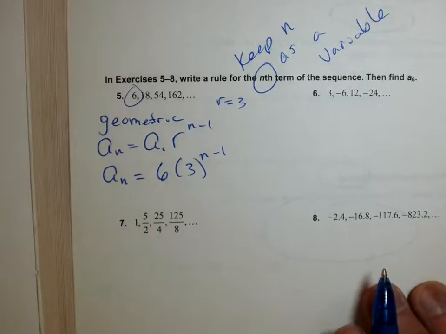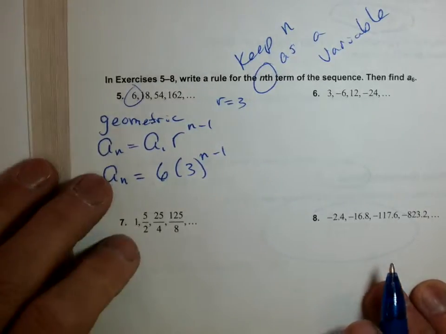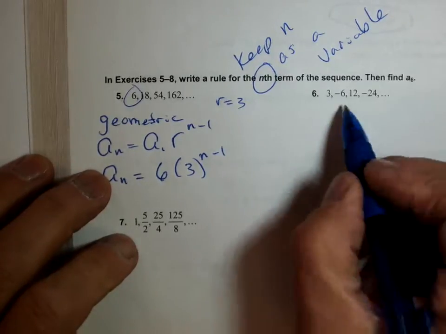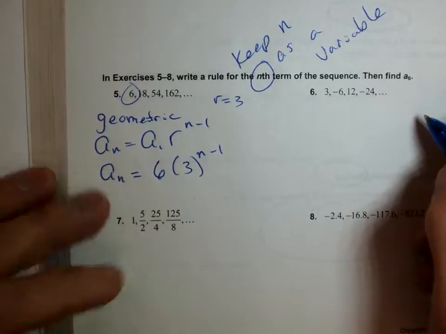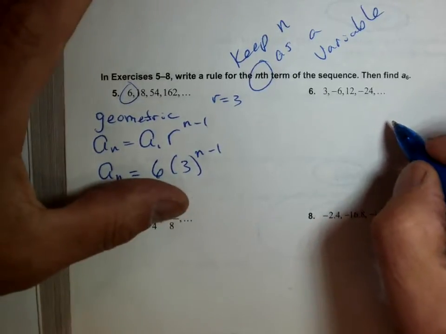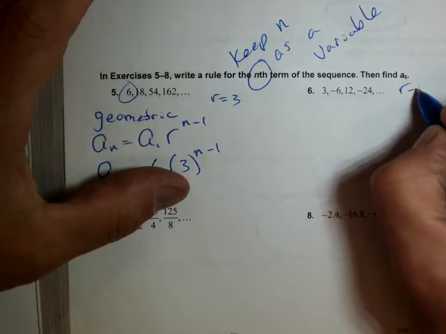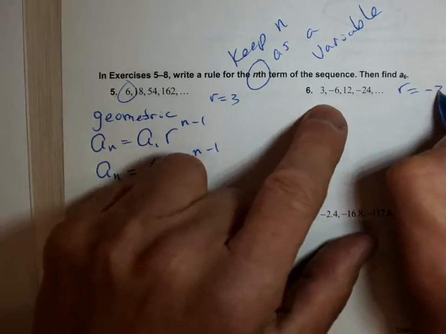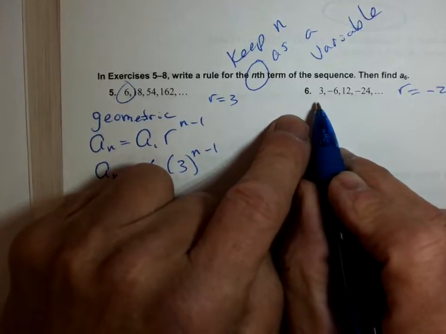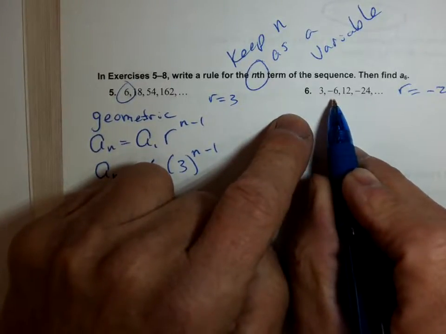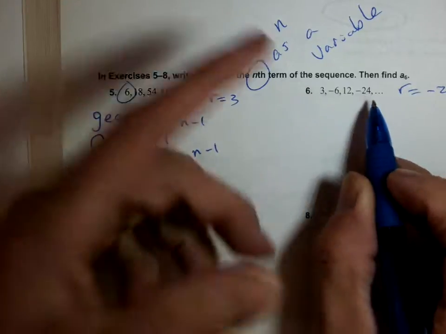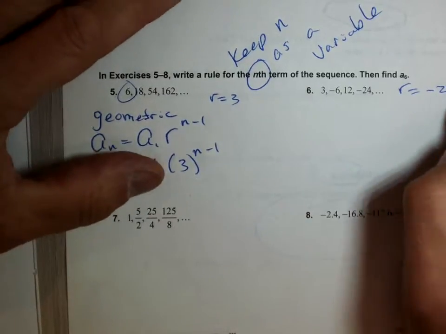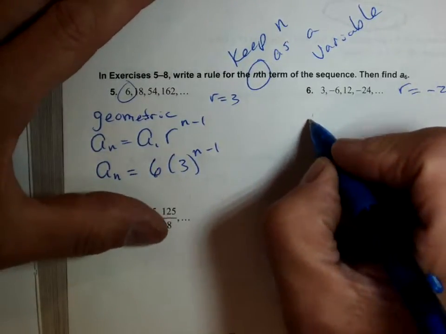All right, let's look at number 6. Okay, so it appears it goes positive, negative, positive, negative. So I think what we're doing is multiplying by a negative number. I believe we're multiplying by a negative 2 each time. Let's see. 3 times negative 2 is negative 6. Negative 6 times negative 2 is a positive 12. 12 times negative 2 is negative 24. So it is geometric. r is negative 2, a1 is 3, so let's use our formula.